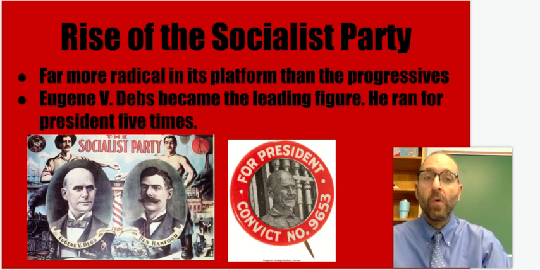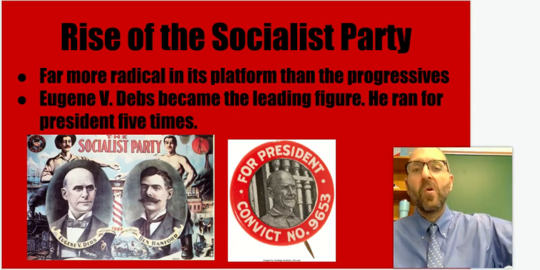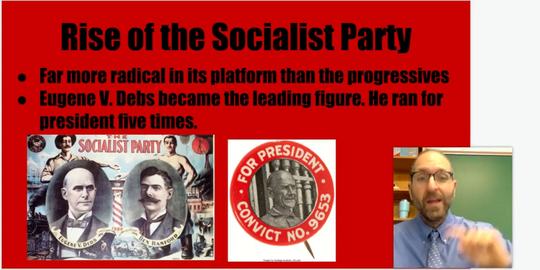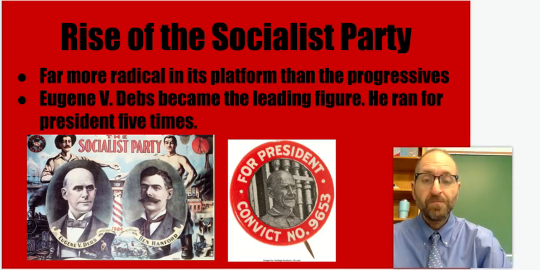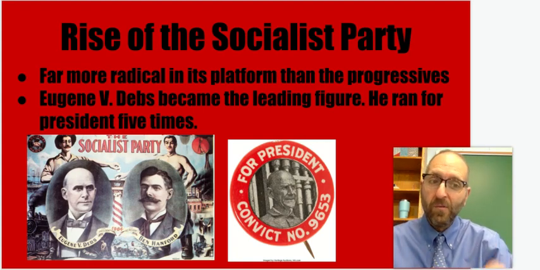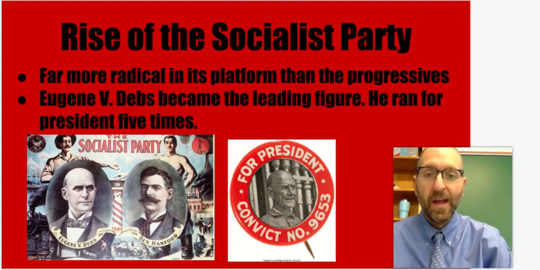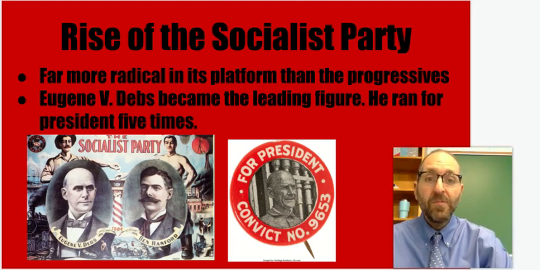Now remember, progressives are more on the liberal side, to the left. Socialists are even further to the left than them. So these are people that thought that the progressives weren't doing enough to solve the problems. And their leader is going to be Eugene V. Debs. Some of you might remember that name. He was the leader of the Pullman strike, if we go all the way back to 1894. So Debs is going to become the face of the Socialist Party.